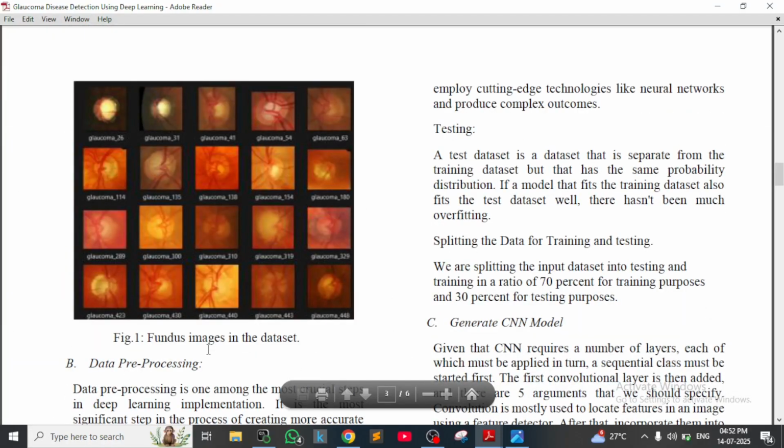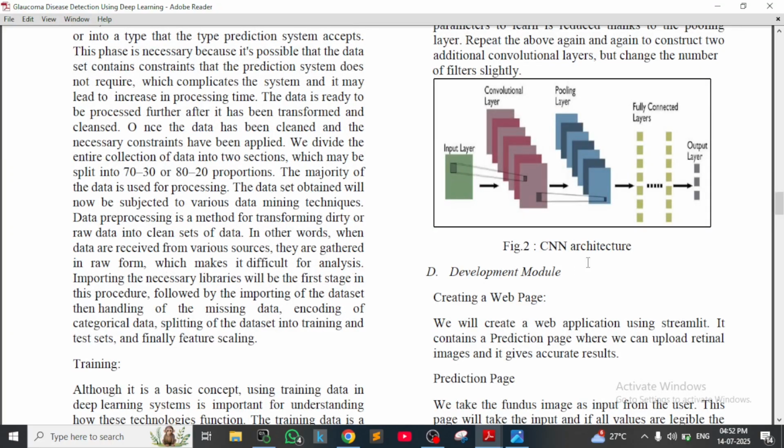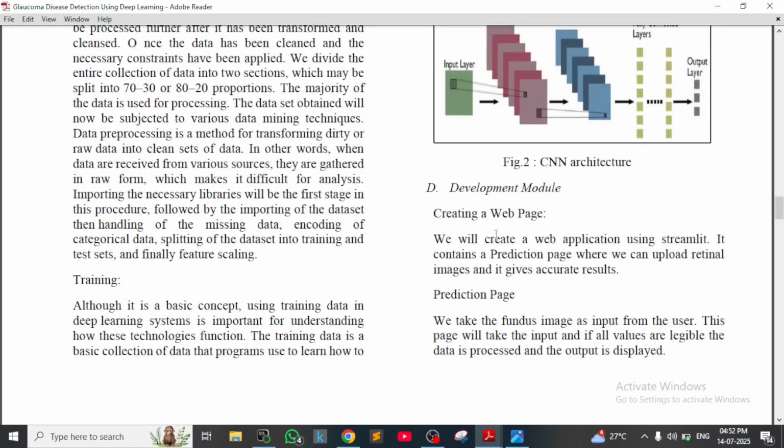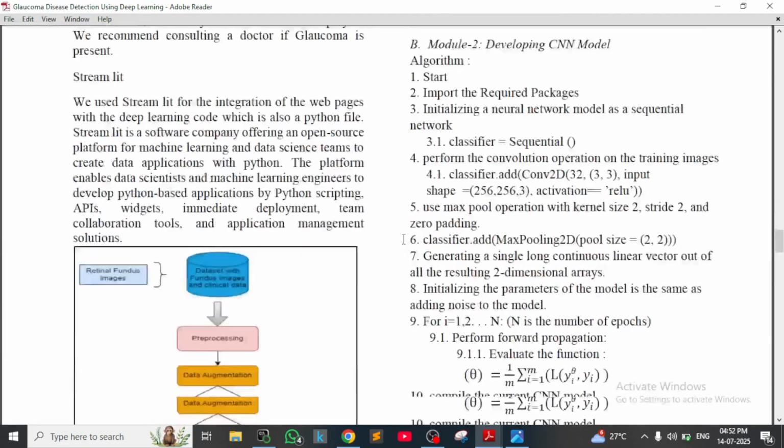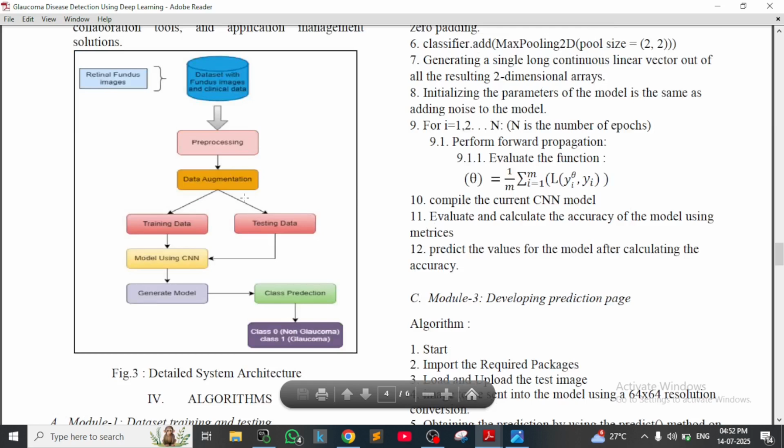This is the fundus image in the dataset. Say how this dataset is containing. After that, they took a CNN architecture: input layer, convolutional layer, pooling layer, then fully connected layers, output layer, deployment model. Okay, and this is the detailed system architecture.